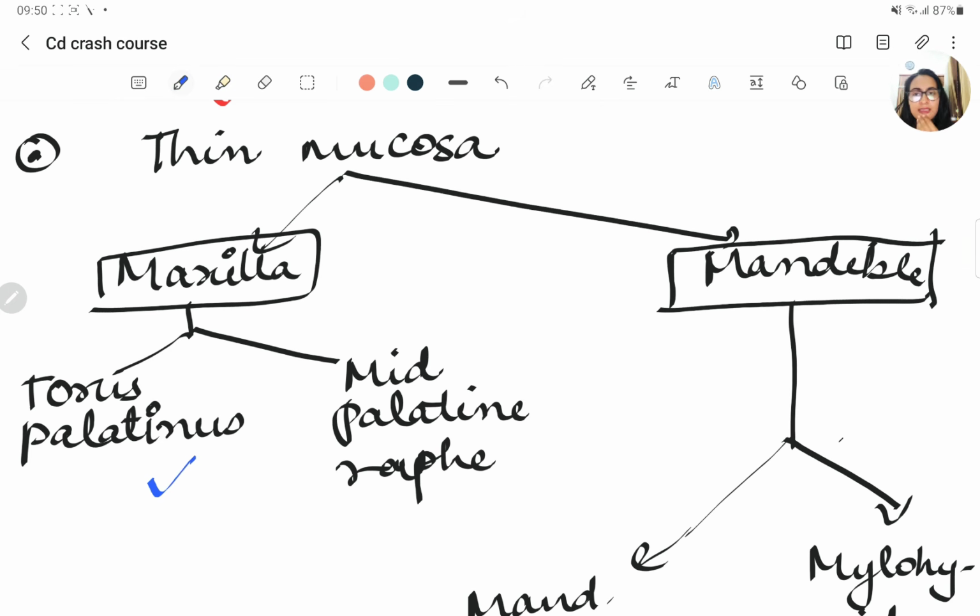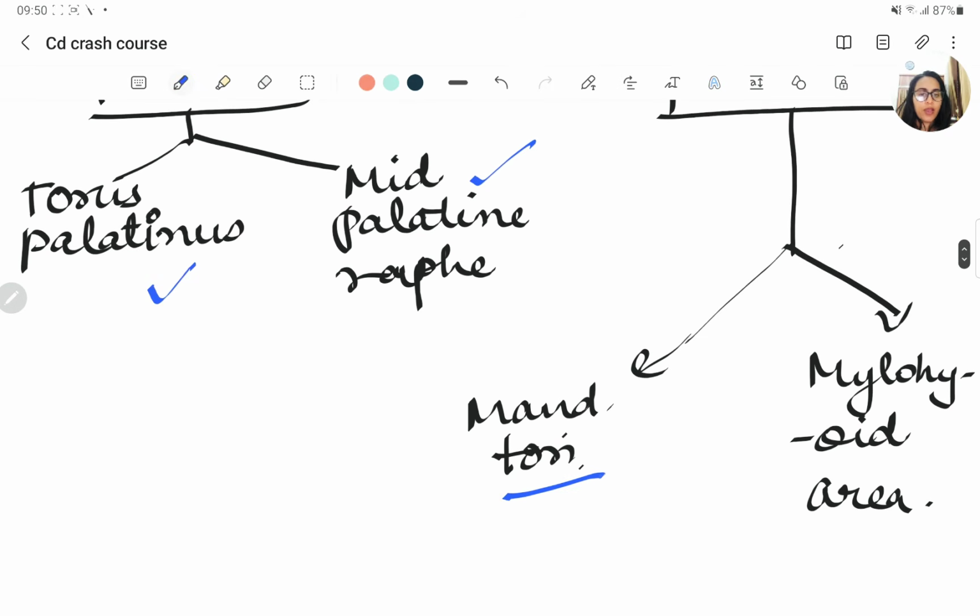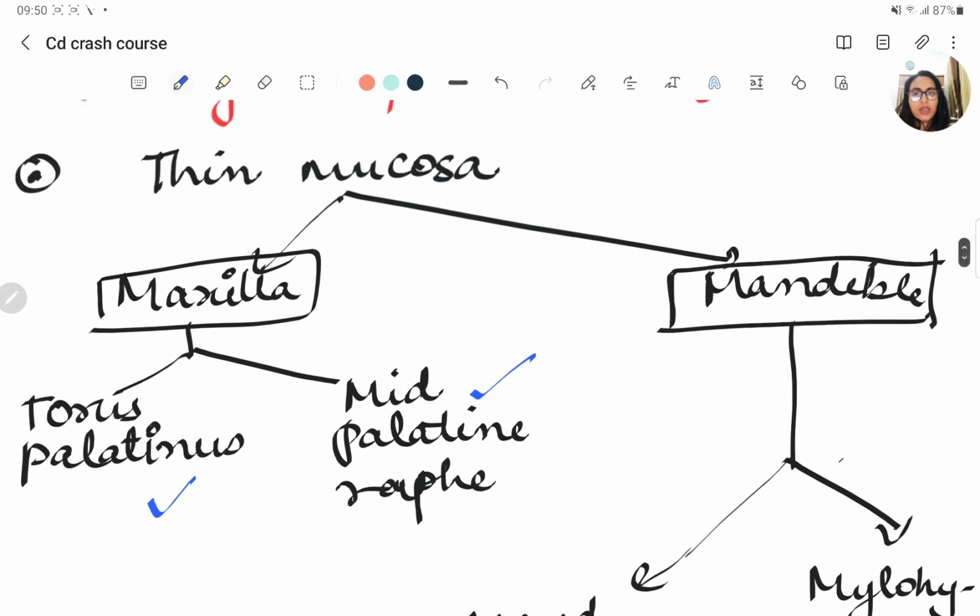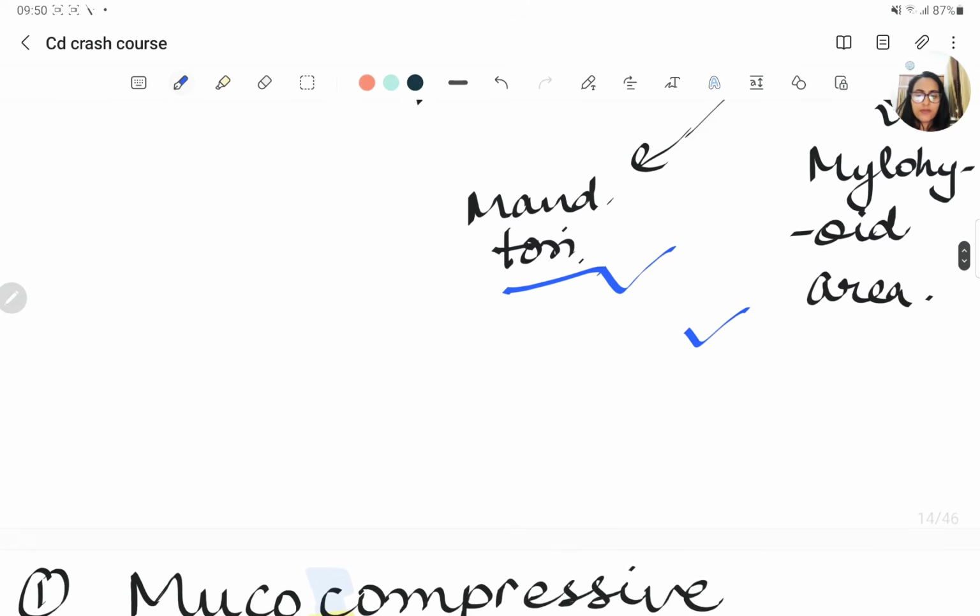that is present in the torus palatinus, that is tori present in the maxilla, it is going to have a thin mucosa. Also, the median palatine raphe will have a very thin mucosa. In the mandible, if tori is present, then also it will have a thin mucosa, and the mylohyoid ridge will also have a thin mucosa. They can ask you which of the following structures will have thin mucosa.